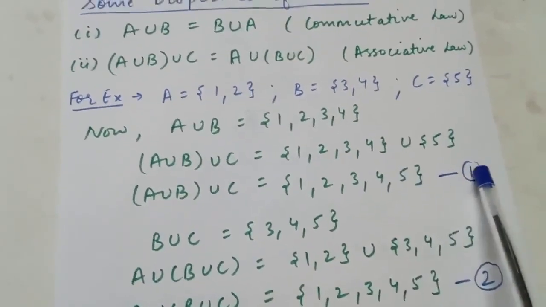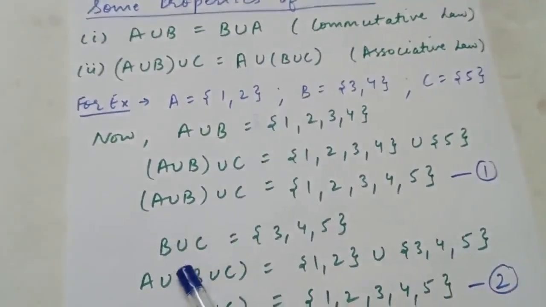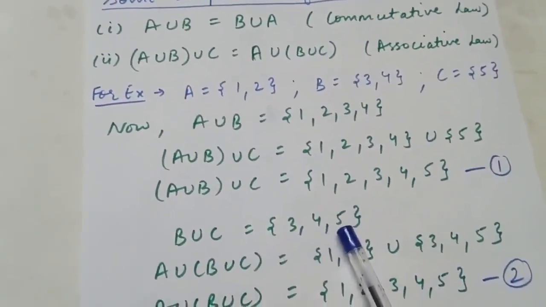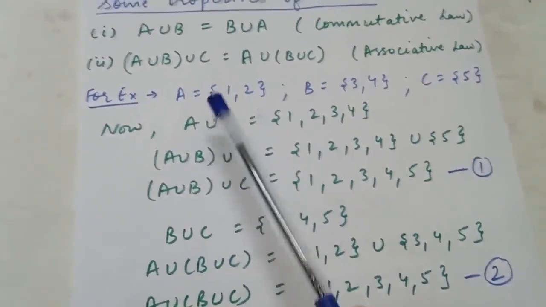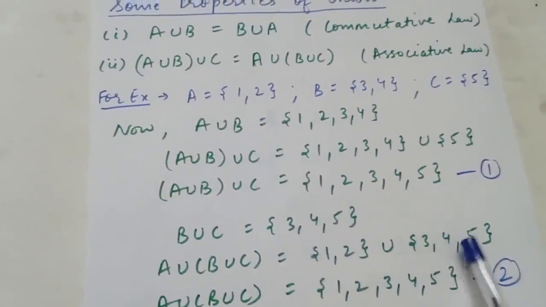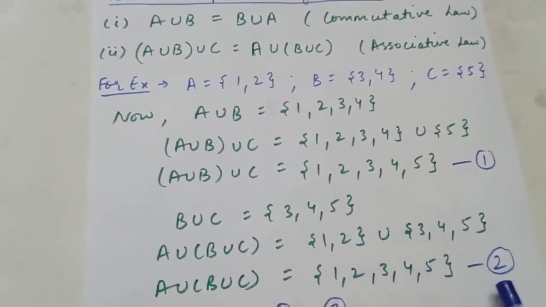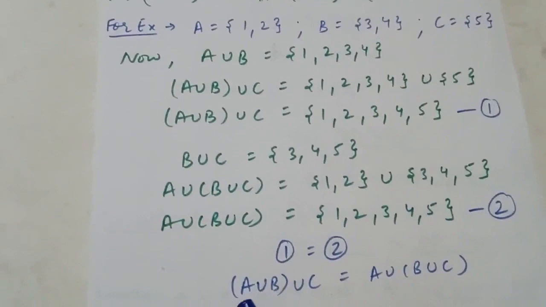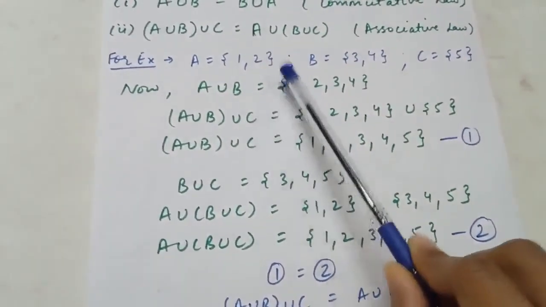Let this be 1. Now we have to find A union (B union C). First of all, we'll find B union C. B is {3, 4}, C is {5}. Then B union C will be {3, 4, 5}. Its union with A, where A is {1, 2}, gives {1, 2, 3, 4, 5}. Name it as 2. Clearly 1 is equal to 2. So we can say that (A union B) union C is equal to A union (B union C), what we wanted. So this is our associative law.